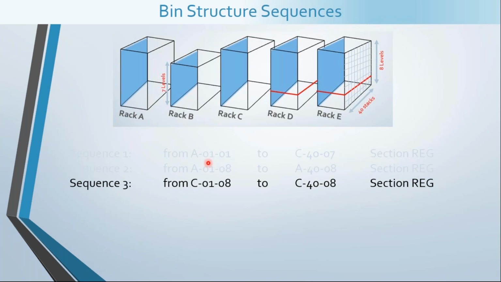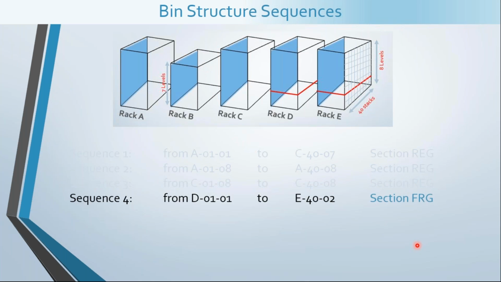We had to come up with 3 sequences because there was an exception. Otherwise, we could simply have had just one sequence starting from A0101 and going until C4008. But we could not do that because there was a break in between. But now we have covered all the bins in the first 3 racks.